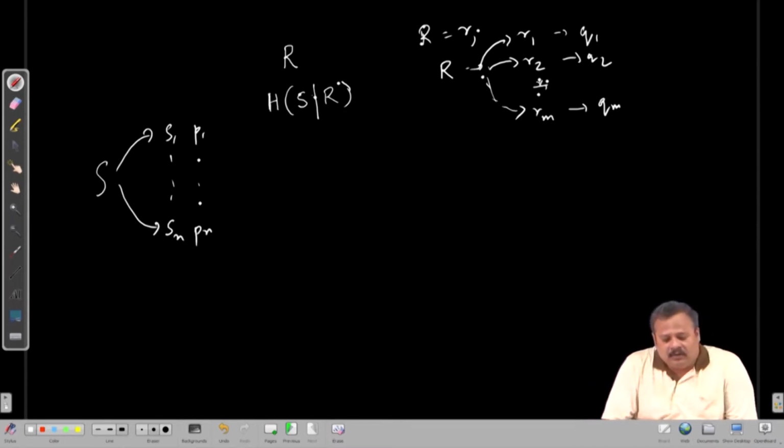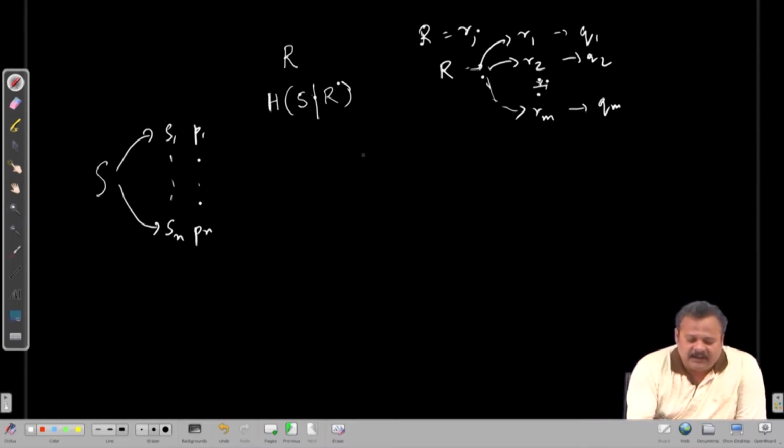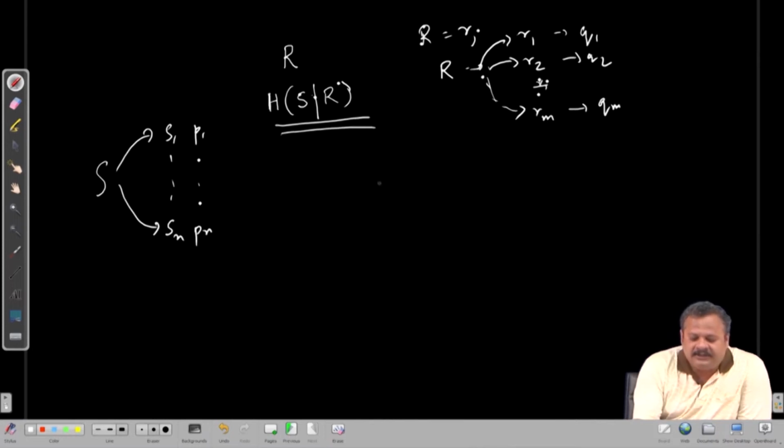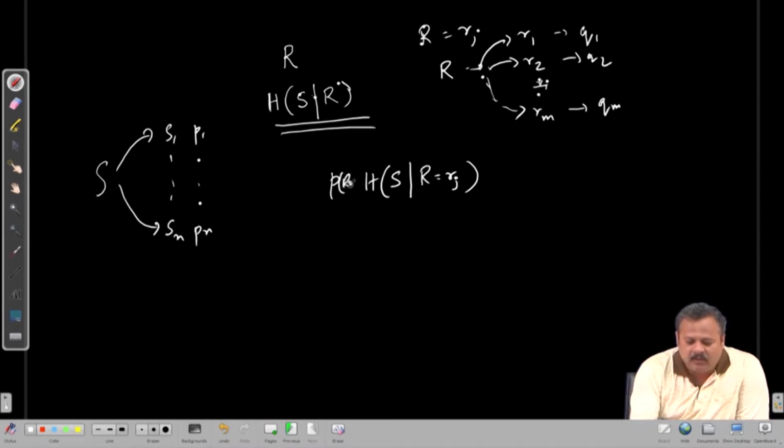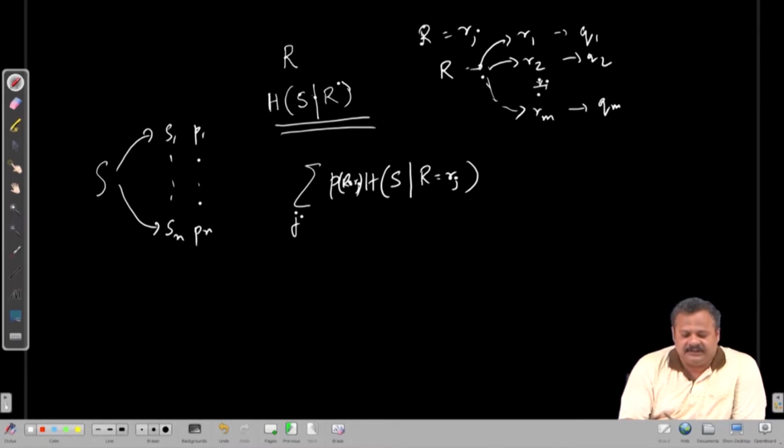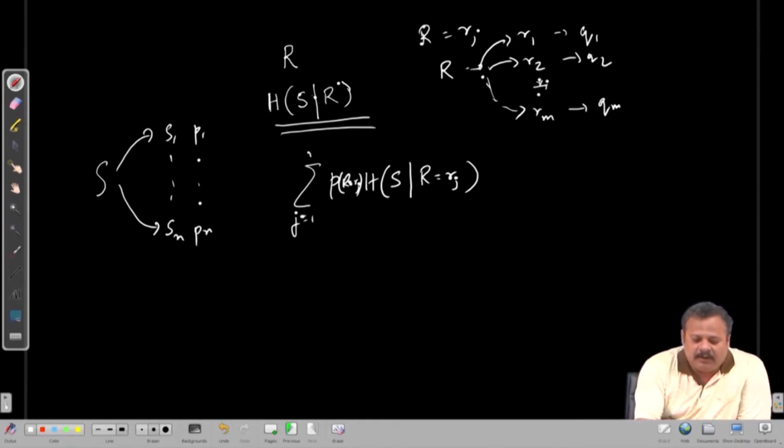So, here, in order to go to the conditional case, it is defined by essentially the average. This whole thing is the average of the uncertainty of S given R equals one particular response Rj, and then we do the weighted average by the probability of R equals Rj, and sum this over the different j's, j equal 1 to m.